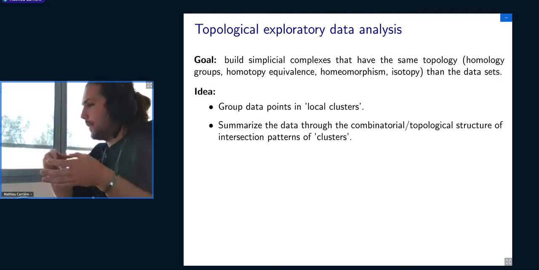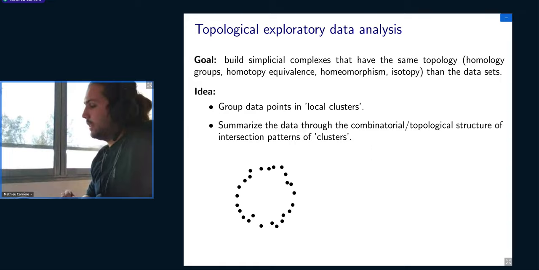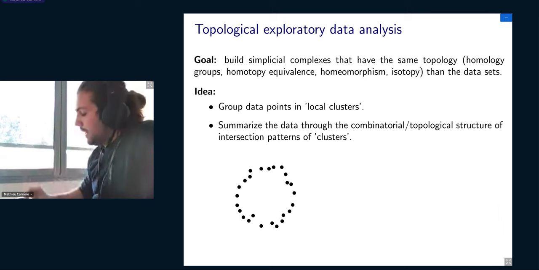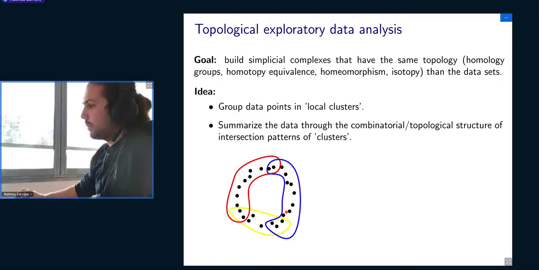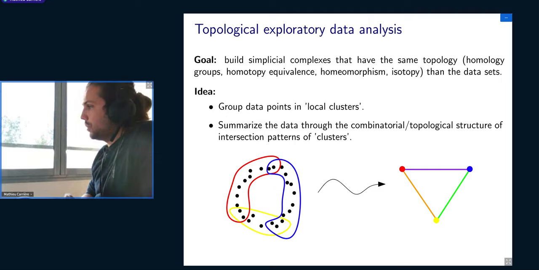Just to give you a more concrete example, imagine you have that data set, which obviously is sampled from a circle. Then if I were, for instance, to divide my data set into three different groups, which are similar in the sense that the coordinates are similar in those three groups, then maybe I can use those little groups to produce a complex like that one, which has the correct topology. Like this has the topology of a circle, which is the one of the data, or seems to be the one of the data, okay?